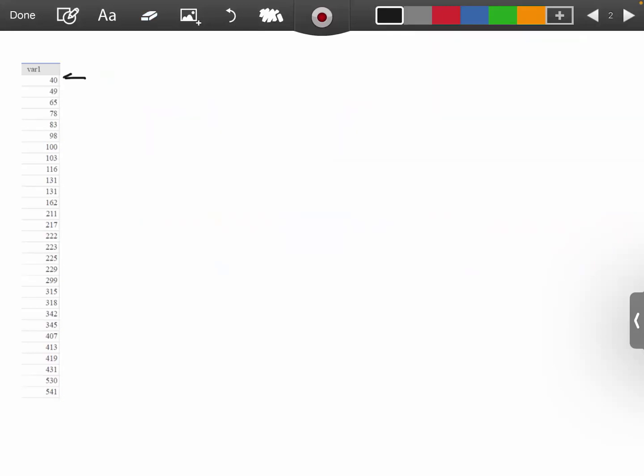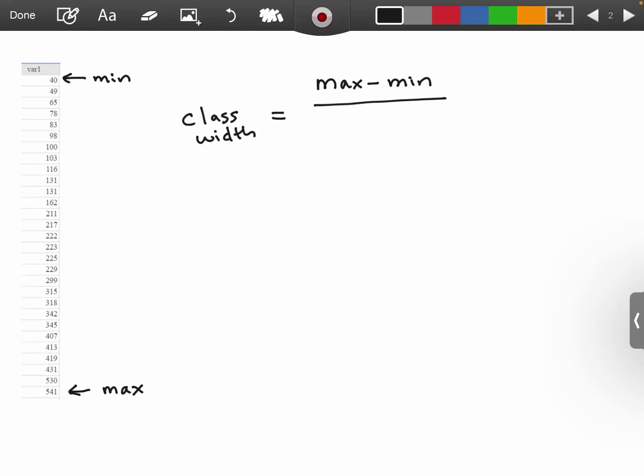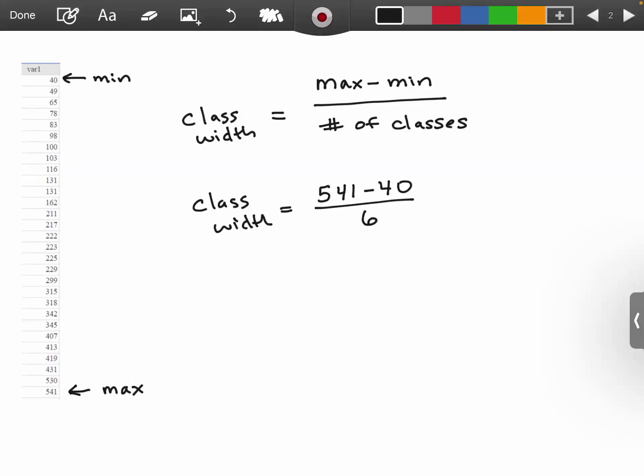And we see here the lowest number is 40, and the largest number, the maximum, is 541. So our range is going to be our max minus our min. To figure out the class width, how big each class is going to be, we take the range, the max minus min, and divide by the number of classes that we want. So in our example, our class width is 541 minus 40, divided by 6, because they told us we wanted 6 classes. If we take out a calculator, we will get 83.5.